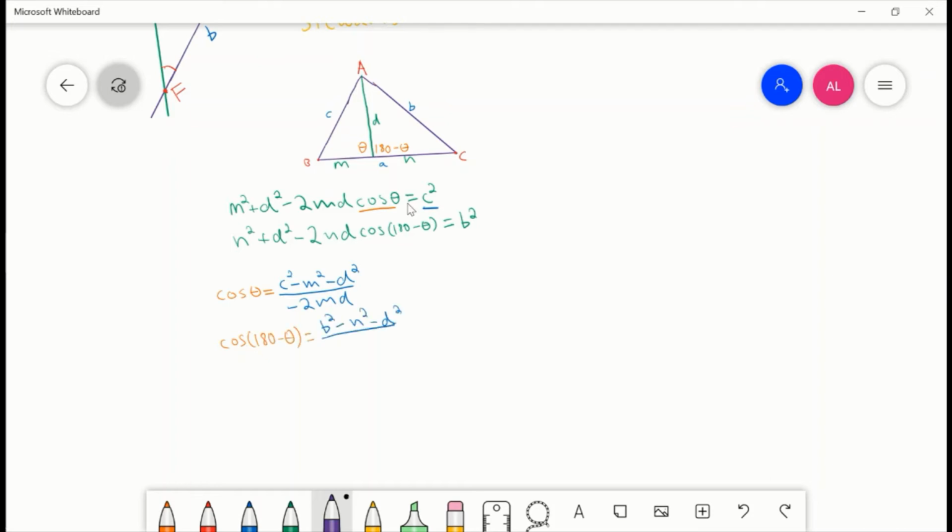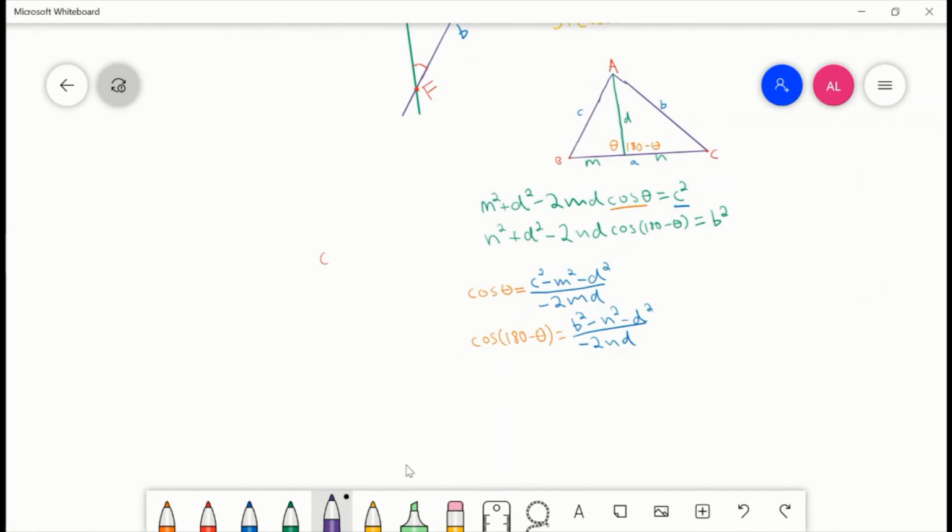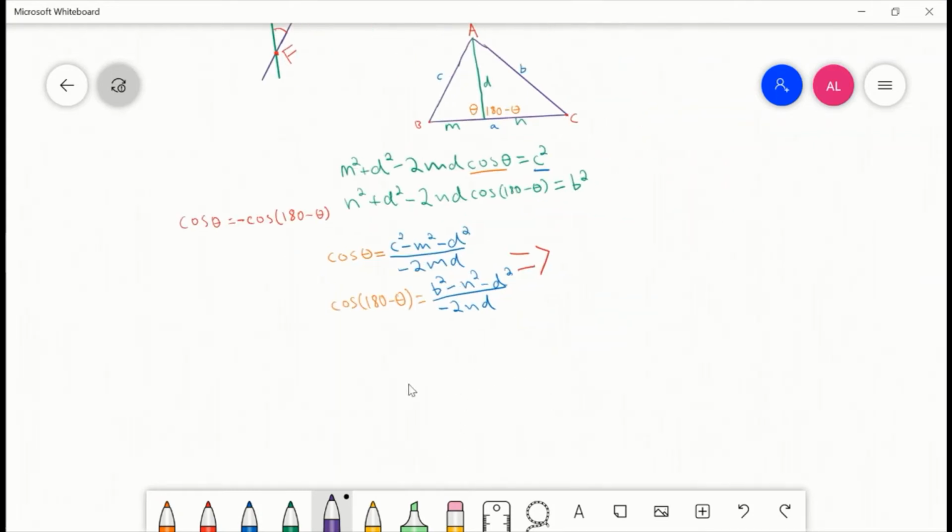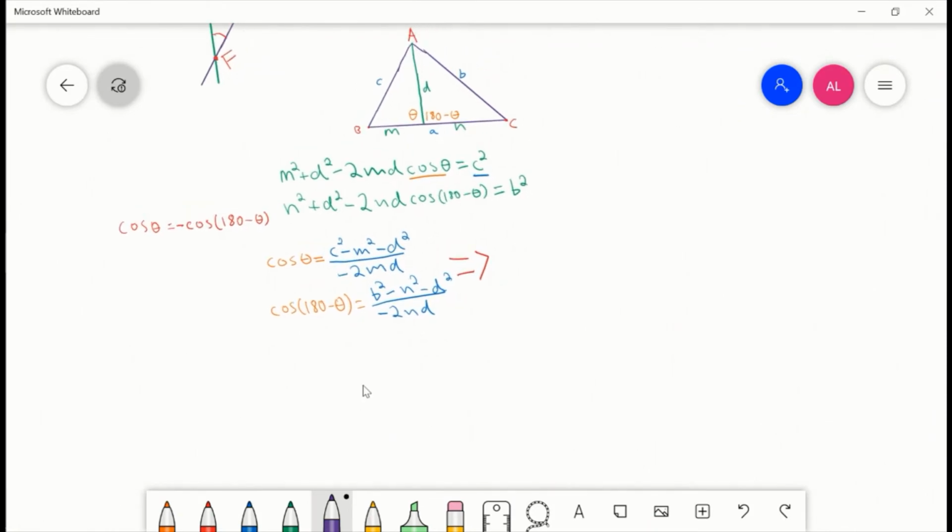Okay, so just like this, we have two equations. But is there really any relation between the cosine of theta and the cosine of 180 minus theta? Well, yes, that's why I told you to review your trig identities before moving on, because we have that the cosine of theta is equal to the negative of the cosine of 180 minus theta. So what does that mean? That means that these two equations are opposites, and we can completely get rid of the cosines.